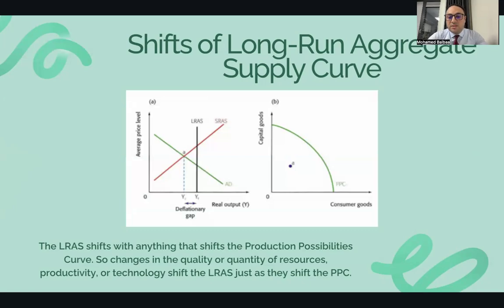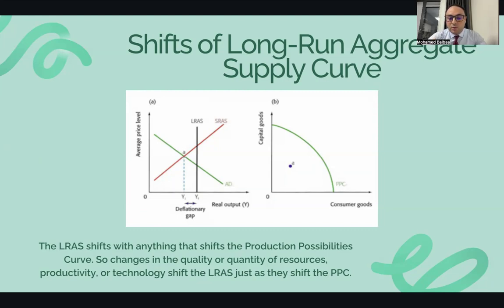Producing outside the curve, it's impossible for now. How to produce outside the curve? The answer is the same as how to increase our supply or production in the long run. Changes in the quantity or quality of resources and productivity or technology will shift the long run aggregate supply just as they shift the production possibilities curve.